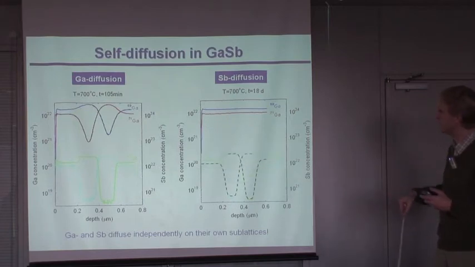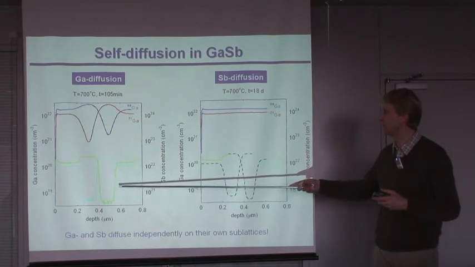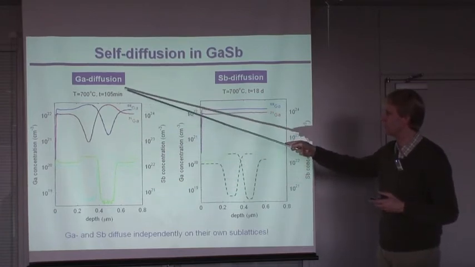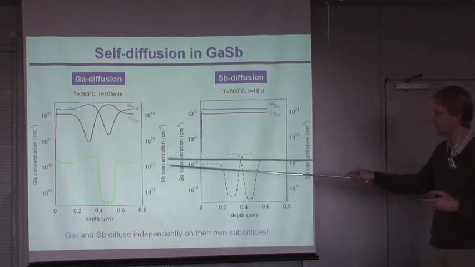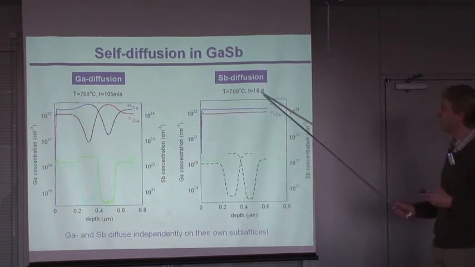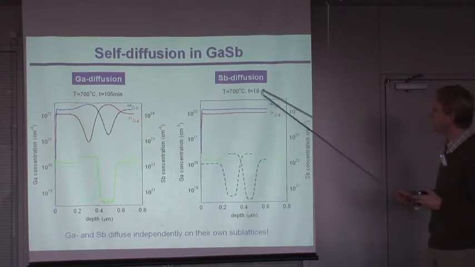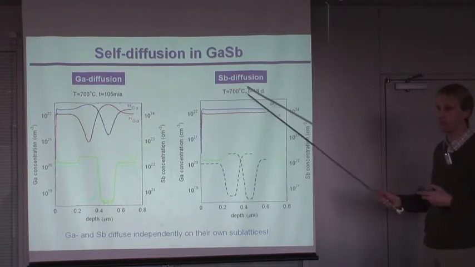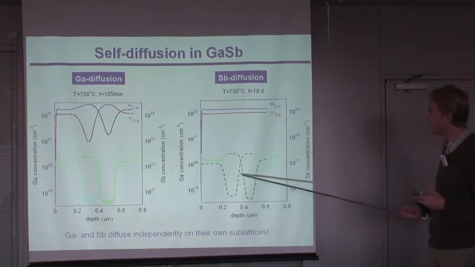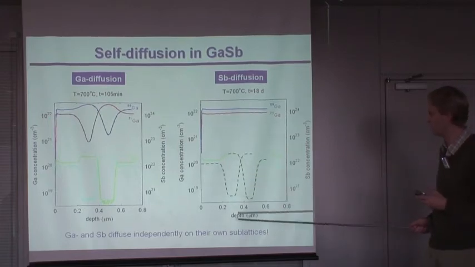I did these experiments in Berkeley, and I made a couple of measurements, maybe several hours, and then finally, because I never saw a movement on the antimony sublattice, I decided, okay, now I anneal for a very long time. And then finally, after 18 days, 12 Kelvin below the melting temperature, I finally saw a movement on the antimony sublattice, but it's very, very slow.